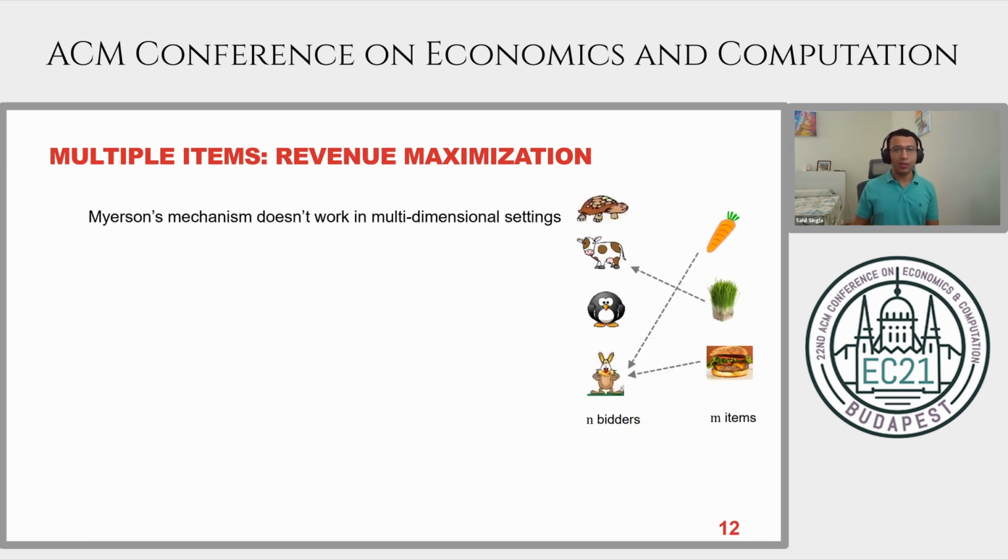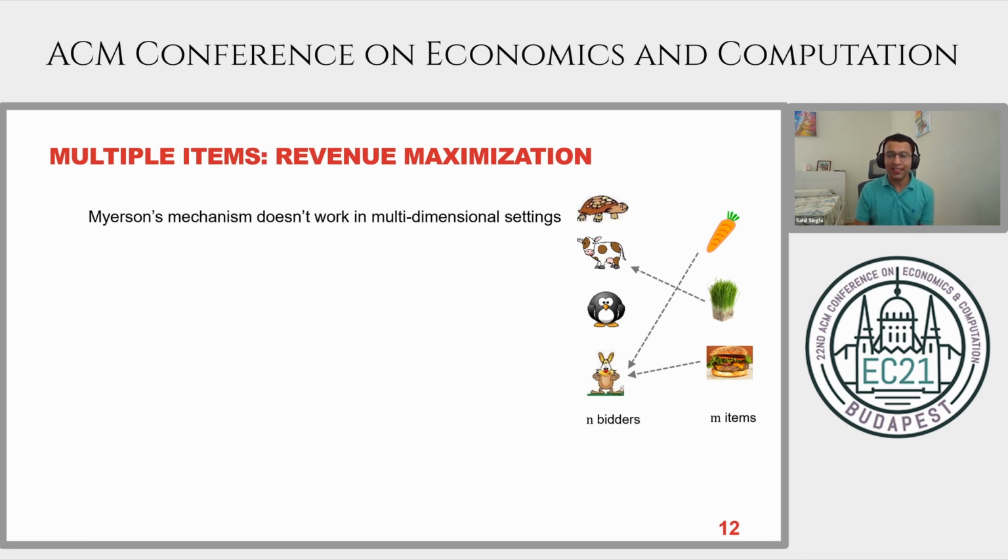So now what can I say about multiple items revenue maximization? Again, you have these n bidders, m items. Turns out Myerson's mechanism cannot be extended beyond the single item setting. So for these n bidders and m items, you cannot really run Myerson's mechanism. So there's no natural way of designing a mechanism which gets you something like the optimal revenue maximizing auction.